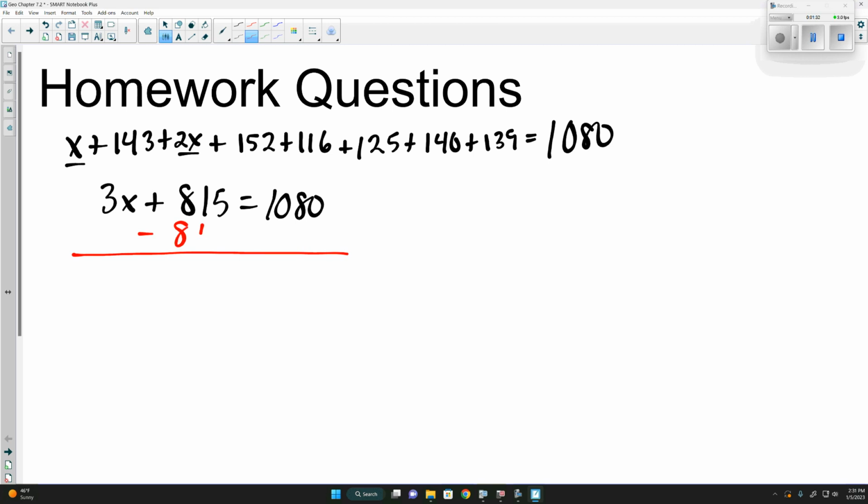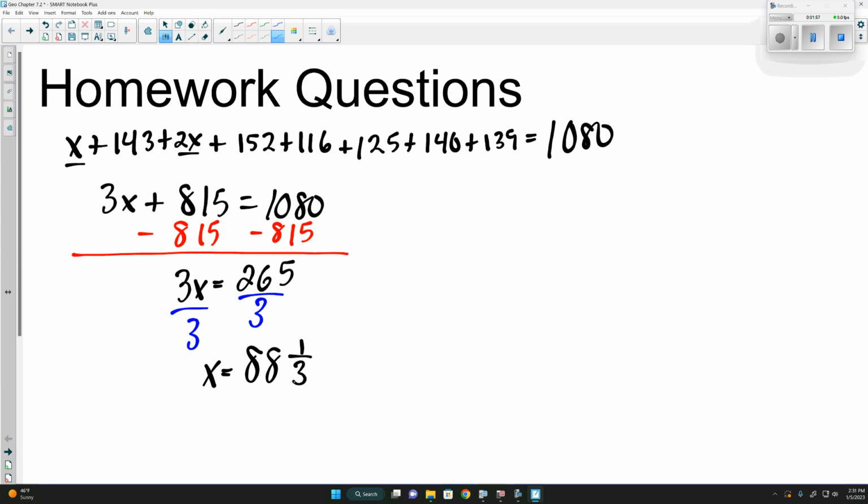At this point here, we can subtract 815 from both sides, which will tell us that 3x is equal to 265. And the last thing we can do is divide both sides by 3, telling us that x is equal to 88 1/3. Because in the decimal, or as the calculator will say, it's 0.3 repeated, and 0.3 repeated is 1/3. And since it was just asking for the value of x, that is our answer.